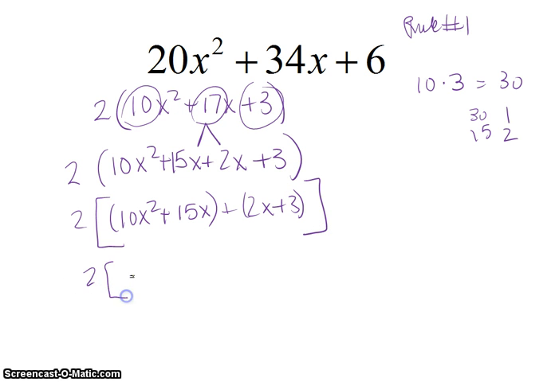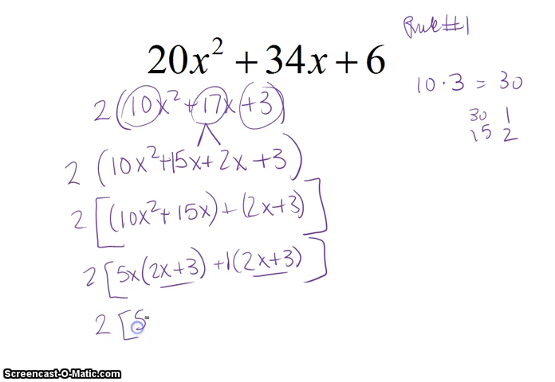So that would be 2 times, I'm going to pull out a 5x here, and I'm left with a 2x plus 3. And then I have nothing to pull out of my 2x plus 3, but that's fine, because look, I have the same binomial in both instances. And what do I really have here? You guys know there's a little hidden 1 right there. Okay? So now when I rewrite this, I'm going to write it as 2 times 5x plus 1 times 2x plus 3. And I can test and make sure this works.